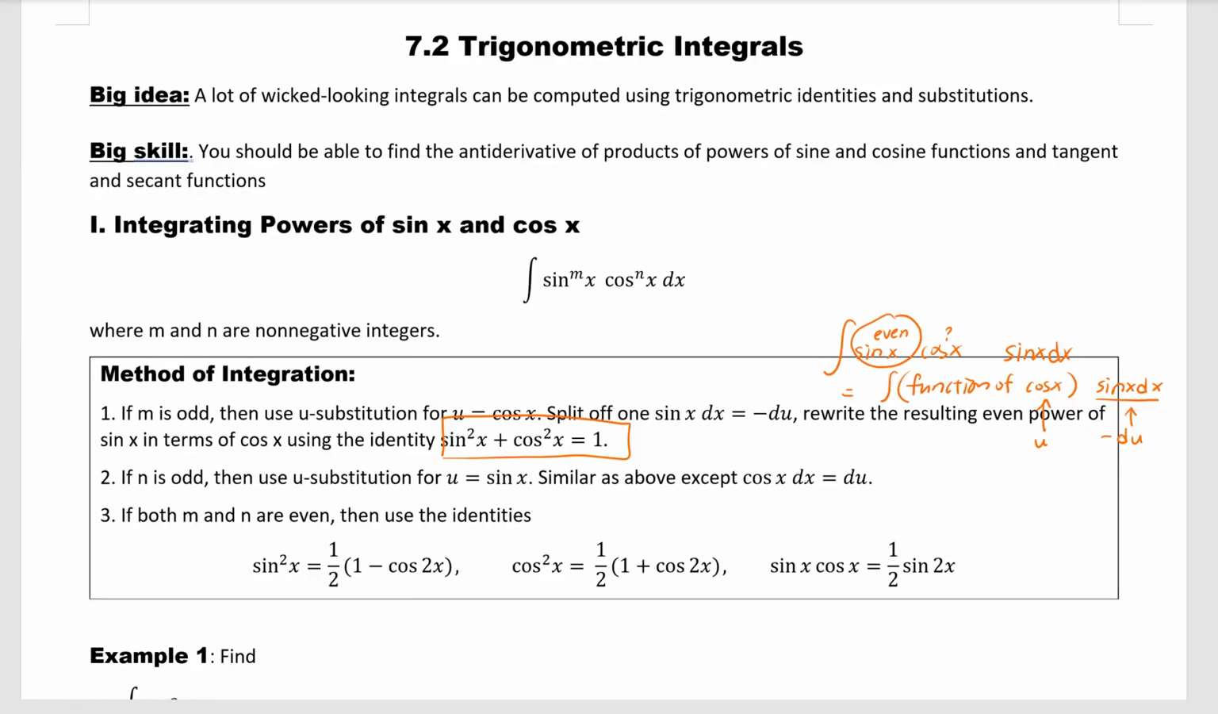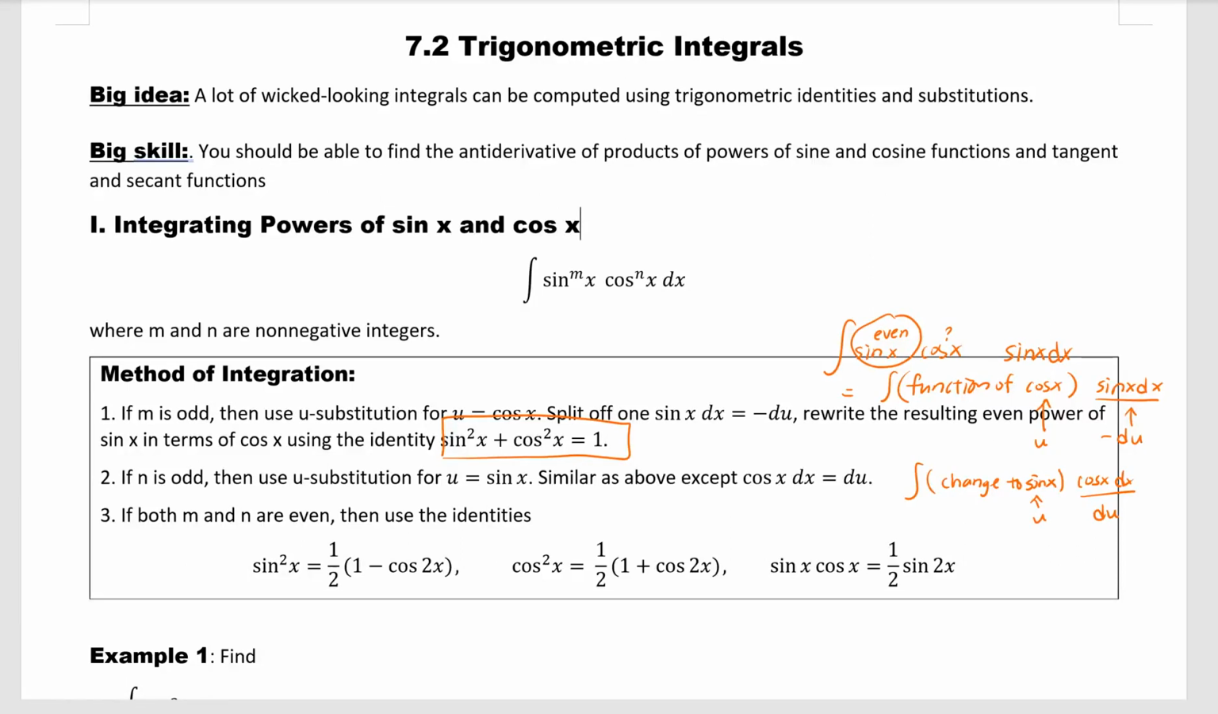Second case: if the power of cosine is odd, similarly, we can split one cosine at the end and change the remaining in terms of sine x. In this case, we can use the identity cosine squared equals 1 minus sine squared. Then we can let u be sine x and du be cosine x dx. As long as one of the powers is odd, you can split off a factor and change the remaining even powers in terms of the other trig function.